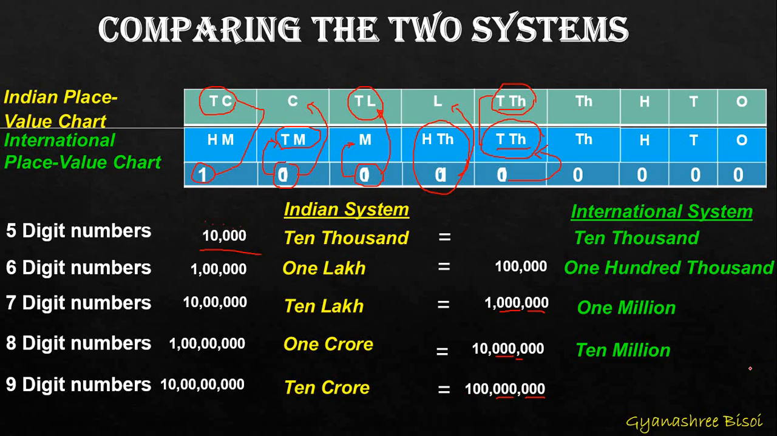Okay. Now how will you read this number? See, 1 is at which place? According to the international place value system. Look at the international place value system. That is 100 million. Okay. 1 multiplied by 100 million equals 100 millions, right? So I will write it as 100 million. Correct?